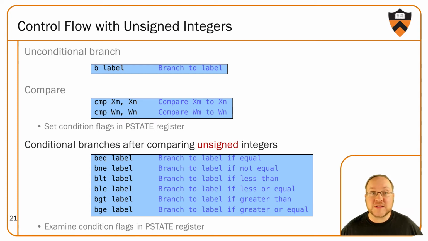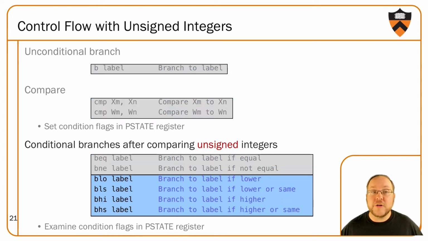So here were our previous versions, and here are the unsigned versions. Everything on the slide in light gray is the same between signed and unsigned. The comparison operation is the same. The unconditional branches don't look at any flags, so they don't need to change. The equal and not equal just check the flag that sets whether all the bits were the same, so again, they don't need to change. But for numerical comparison, we have to differentiate signed and unsigned comparison to account for this: 0 is less than 4 billion, but 0 is greater than -1.